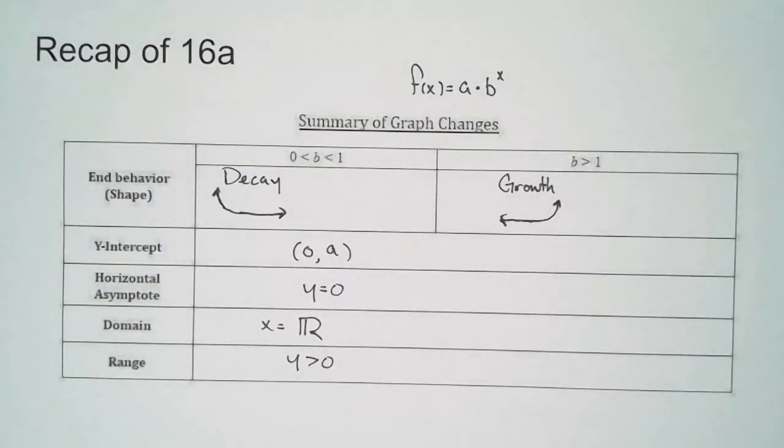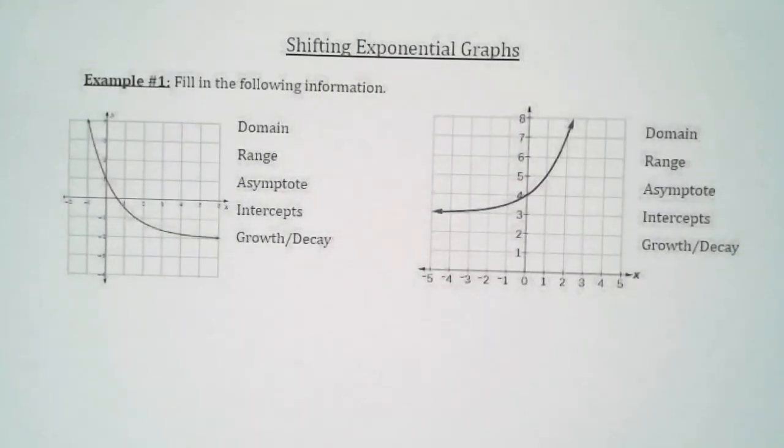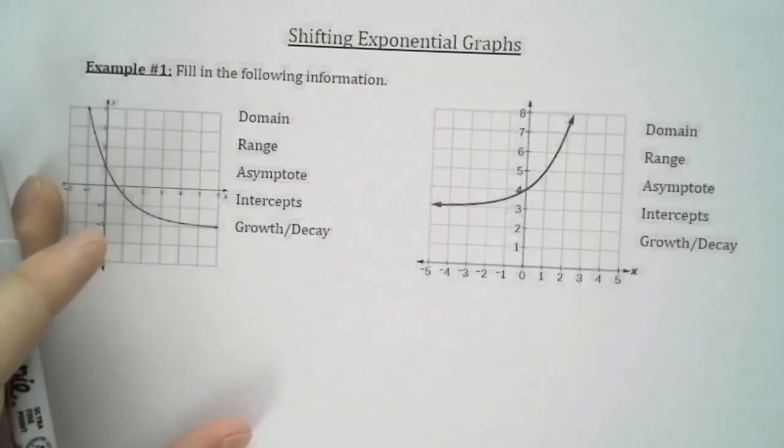If you're able to print off the notes, they should look like this. Okay. I'm going to be using the slides here. So looking first at example 1, notice it says shifting exponential graphs. So the pieces that we're going to be talking about today are going to shift our graph up, down, left, and right. So let's look at this example to the left here.